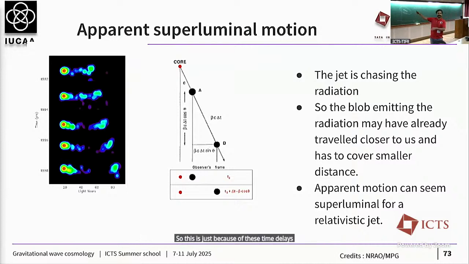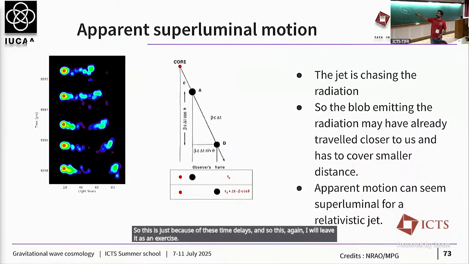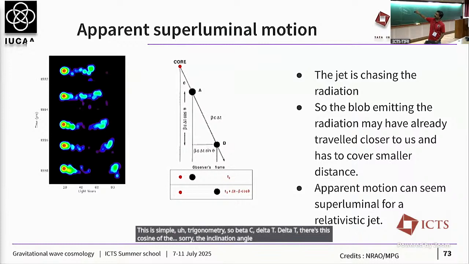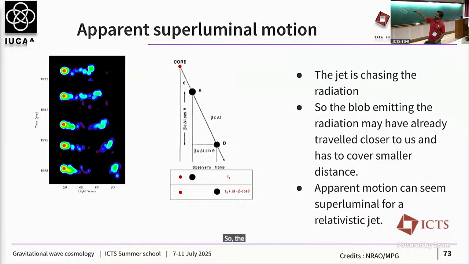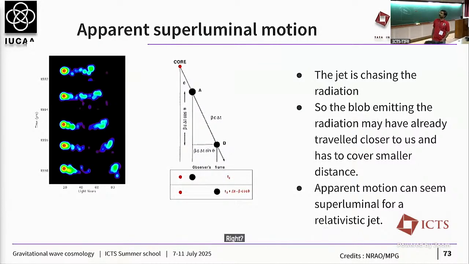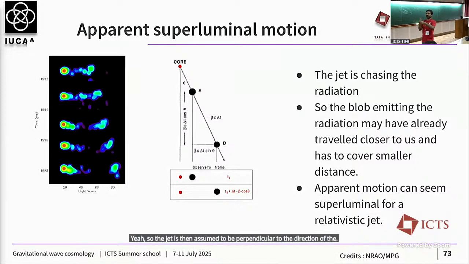And so this, again, I will leave as an exercise. This is simple trigonometry. So beta c delta t. There's this cosine of the inclination angle which goes here. So the distance by which the light from B has to travel less compared to A will be beta c delta t times cosine of theta, right? Yeah, so the jet is then assumed to be perpendicular to the direction of the plane.